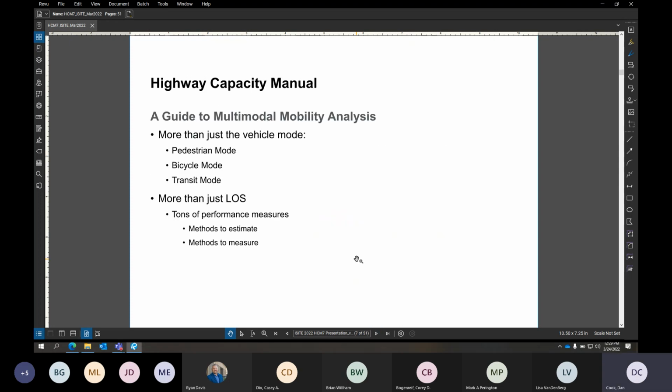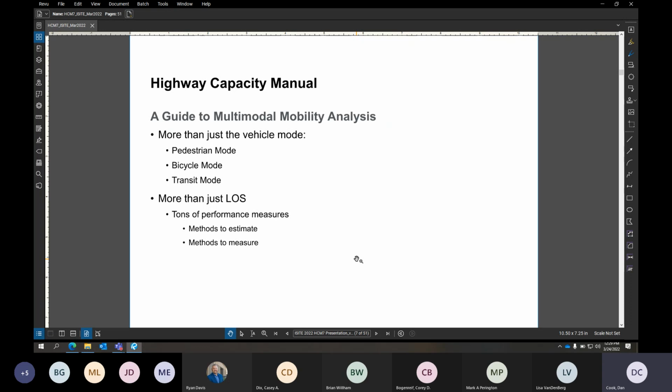All right, so the name Highway Capacity Manual kind of gives the idea that it's all about highways, it's all about vehicles, but really, and you'll notice this in the name, it's the Guide to Multimodal Mobility Analysis. So it looks at more than just the vehicle mode. There are methodologies that look at the pedestrian, bicycle, and transit modes as well.